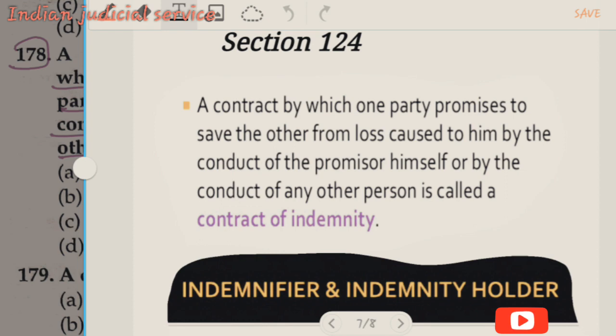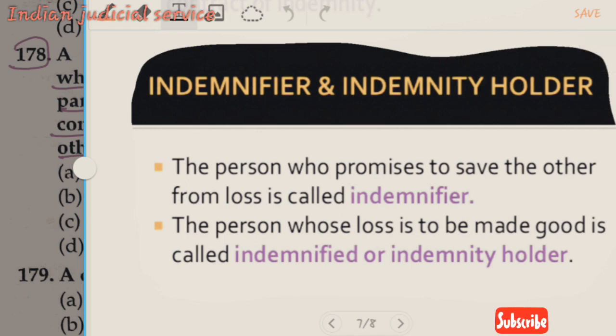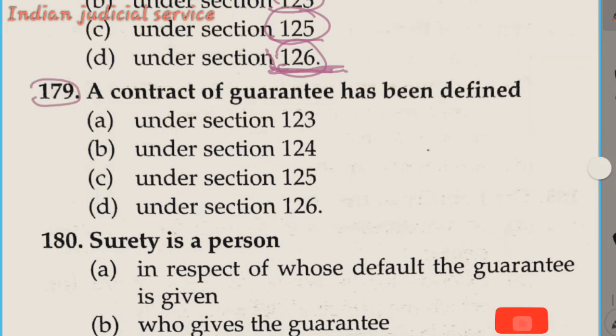And now we discuss the indemnifier and indemnity holder. In the contract of indemnity there are only two parties, but in the contract of guarantee there are three parties. We discuss the contract of guarantee in a later question. The person who promises to save the other from loss is called the indemnifier.